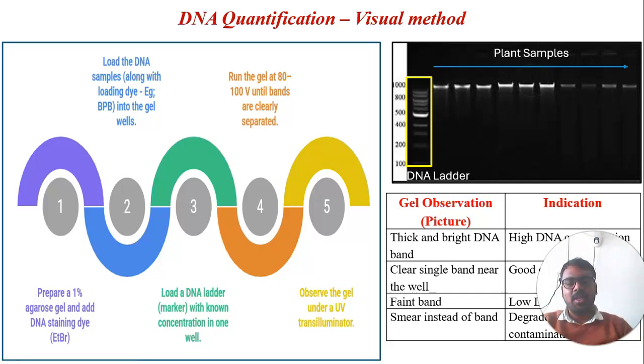Once you are loading it, you will also be using this DNA ladder just for the comparison, in order to check the size in base pairs of the particular DNA sample. For that we need to use this DNA ladder. So once we have loaded this marker and our DNA sample, we are going to run this particular gel at 80 to 100 volts in the electrophoresis unit.